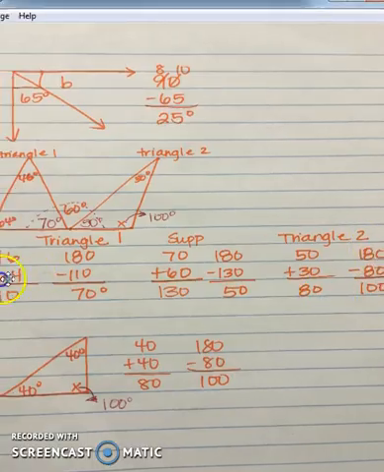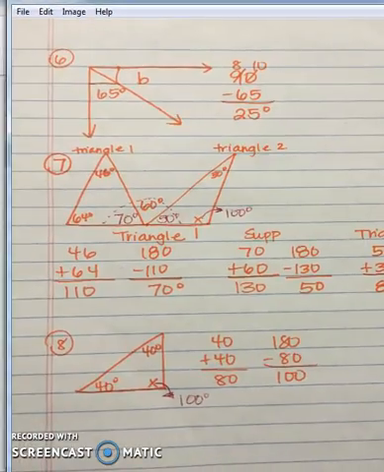Okay, moving on to number 8. We're finding the missing angle again. Okay, straightforward triangle rules. 40 and 40, that's 80. Okay, we'll subtract from 180 because all the angles of a triangle have to be 180. 180 minus 80 will be 100. So the missing angle for triangle 8 would be 100.